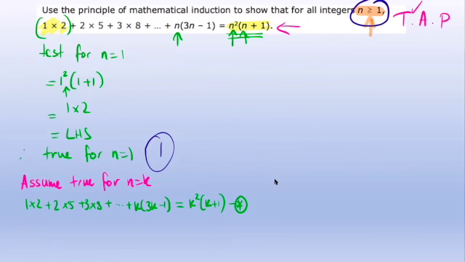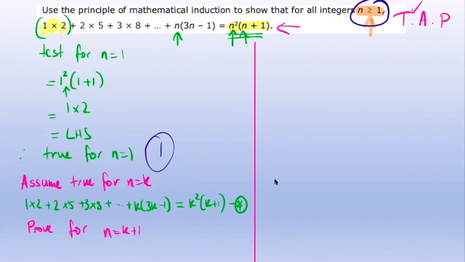So that's the third and final step. I'm going to draw a line down here, and I'm going to do the final step. I might start down here. So prove for n equals k plus 1, all right? Now we're going to do the same thing, except we're substituting in k plus 1.